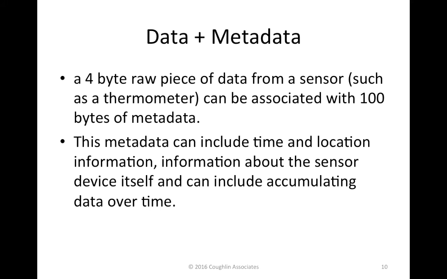Looking at the size of data and the resulting metadata, let's say a 4-byte raw piece of data from a sensor, like a thermometer. That can be associated with 100 bytes of metadata, which includes time, location information, perhaps information about the sensor device itself, and it can also include accumulating data over time, sort of a logging function.